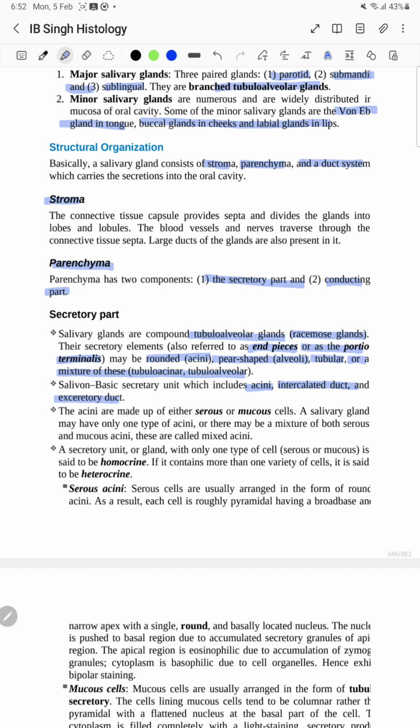The acini are made up of either serous or mucous cells. A salivary gland may have only one type of acini, or there may be a mixture of both serous and mucous acini. These are called mixed acini. A secretory unit or gland with only one type of cells, serous or mucous, is said to be homocrine. If it contains more than one variety of cells, it is called heterocrine.